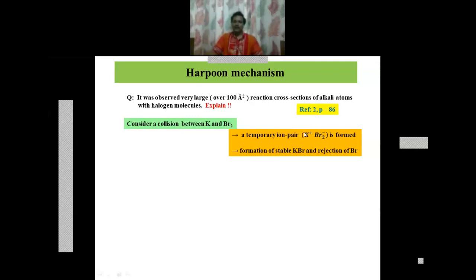and that Coulomb interaction takes place over a range that exceeds the normal interaction between these two, which is basically van der Waals interaction, right. So because of this ion pair, this is going to be stable for some time, but then KBr is going to be formed and a Br is going to be rejected, right. How is that really possible, right.